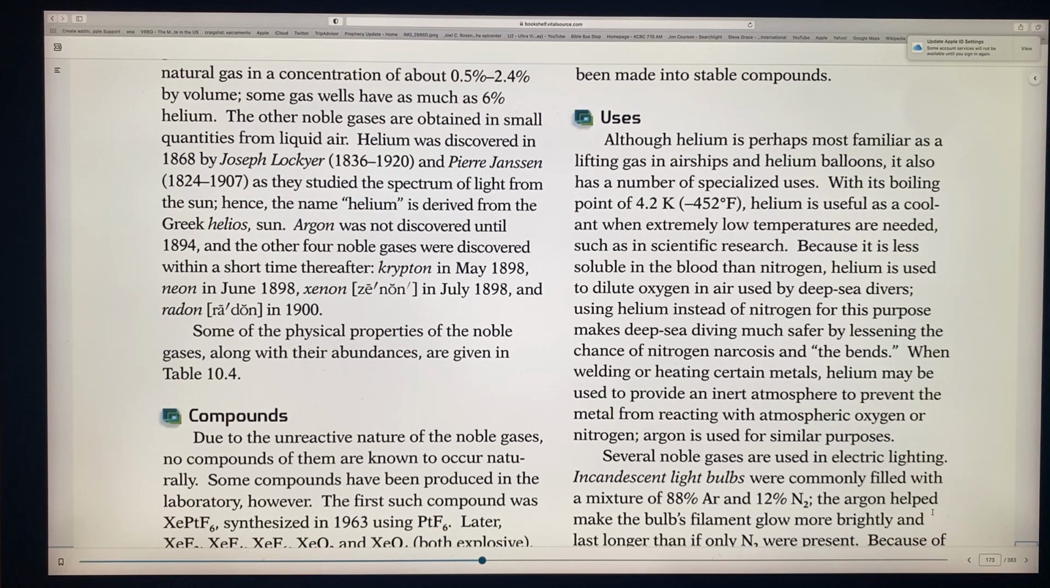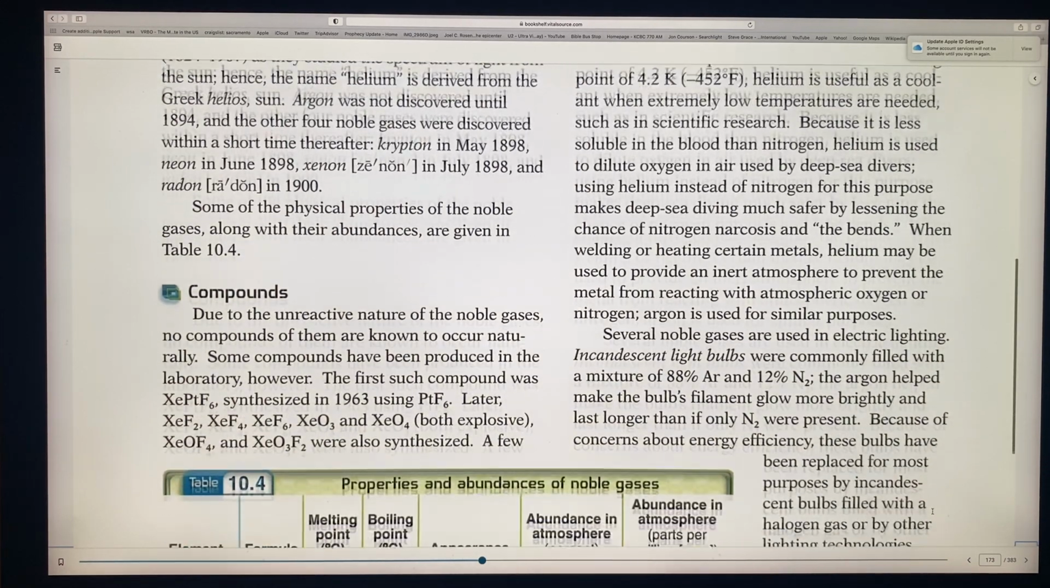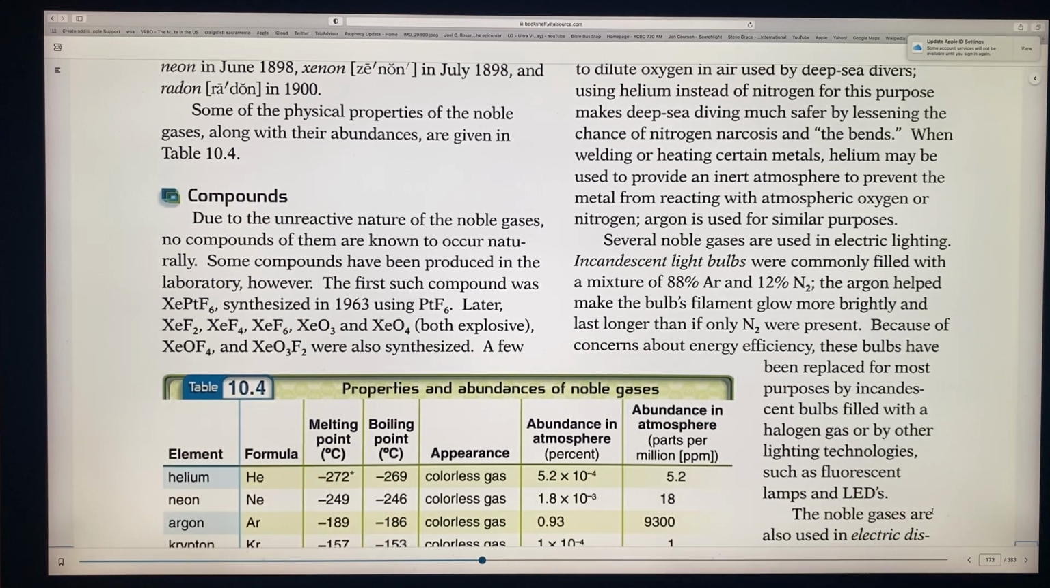So let's go down here. Several noble gases are used in electric lighting. This is very important because incandescent light bulbs were commonly filled with a mixture of argon and nitrogen, and argon helped make the bulb's filament glow more brightly. So they found that a lot of these noble gases were used in lights. In fluorescent lamps, adding argon would raise the pressure and the voltage and make the light brighter.